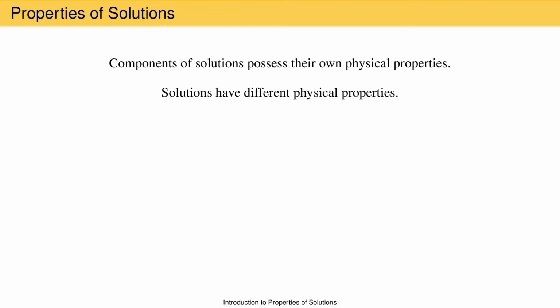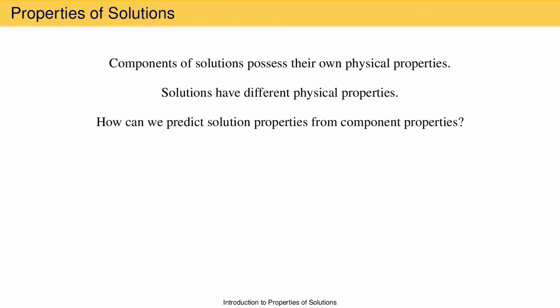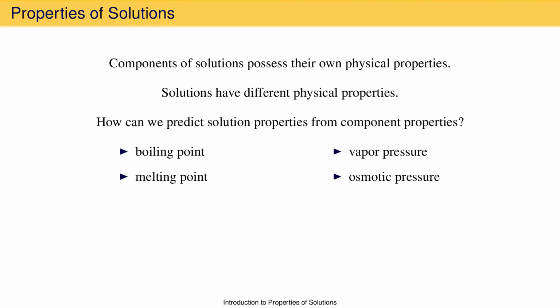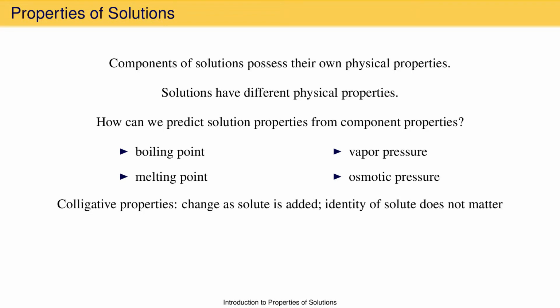We are going to answer the question, how can we predict the properties of solutions from the properties of its components? We'll focus on the physical properties of boiling point, melting point, vapor pressure, and osmotic pressure. These physical properties of solutions are called colligative properties. They change as the quantity of solute in the solution changes, but they change in exactly the same way regardless of which solute is added.